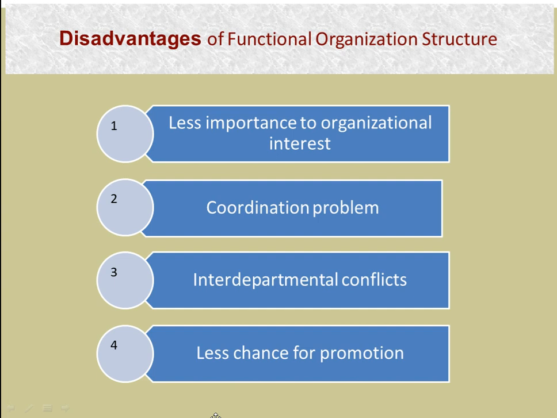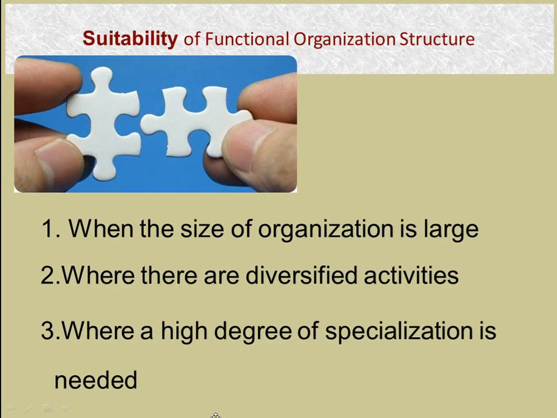Next one is fewer chances of promotion, because that particular manager knows only about the particular area of operation, and overall knowledge about the running of the business organization is very limited in a functional structure. So there are fewer chances for promotion. Which type of organization is it suitable for? When the size of the organization is large, where there are diversified activities, where a high degree of specialization is needed, in those cases the functional structure is suitable.